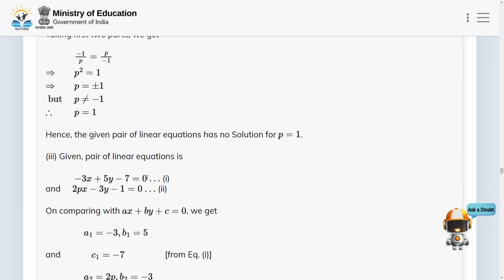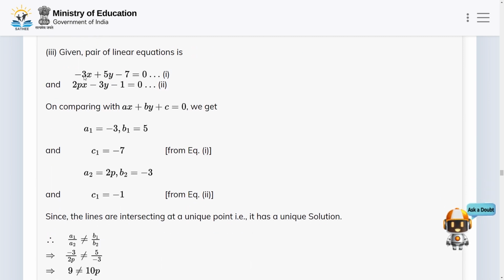And now let us move to the third one. In the third one, the given pair of linear equations is -3x + 5y - 7 = 0, this is 1, and 2px - 3y - 1 = 0, this is 2. On comparing the pair of linear equations, we get a1 = -3, b1 = 5, and c1 = -7. a2 = 2p, b2 = -3, and c2 = -1.